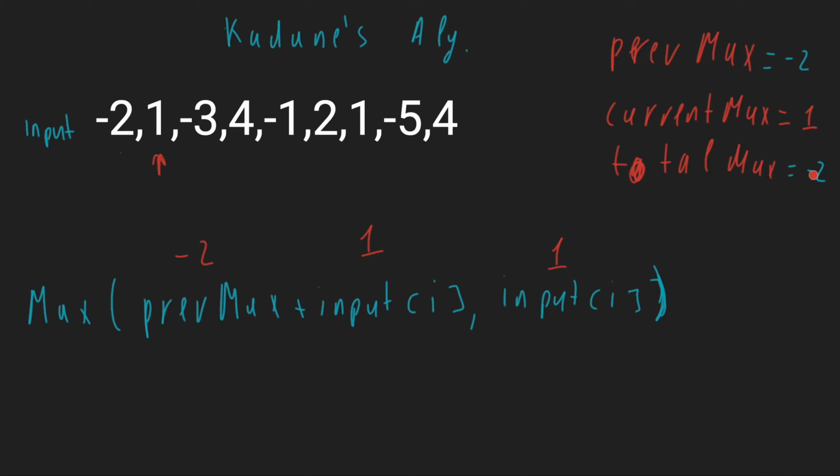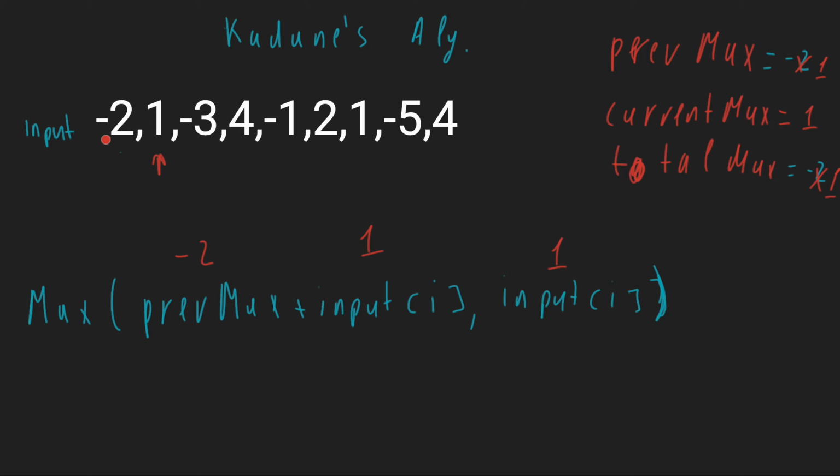How about the total max? For the total max, we are taking either whatever total max we had earlier, or the current max. The current max is more than our total max, so we are updating that to 1. And about the previous max, we are setting that to the current max, it becomes 1. So that's the idea behind Kadane's algorithm.